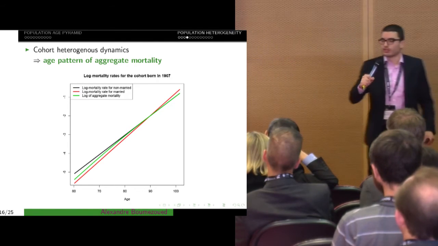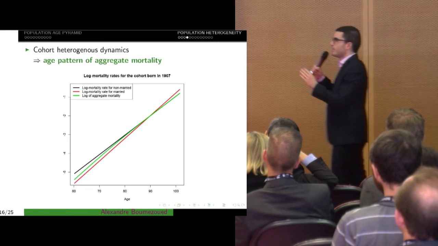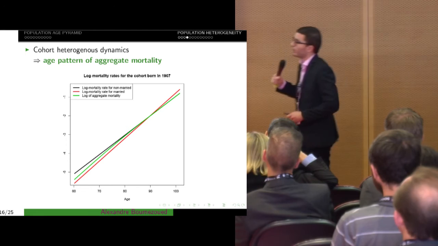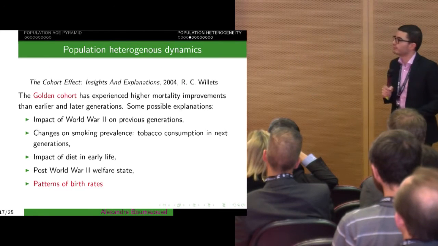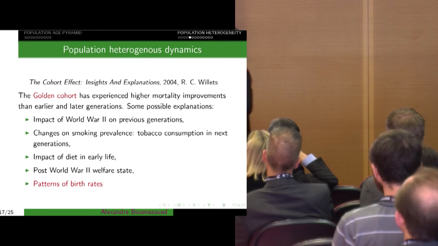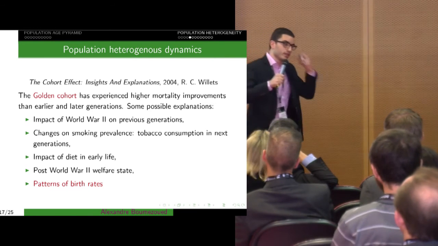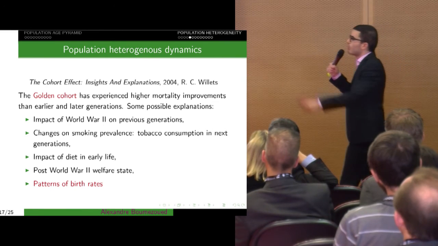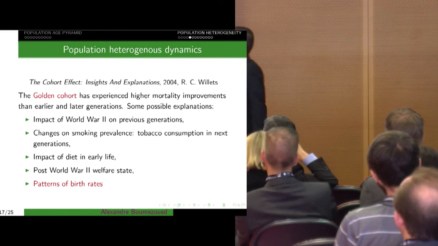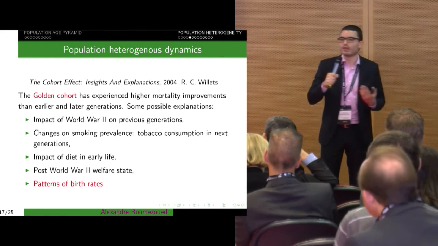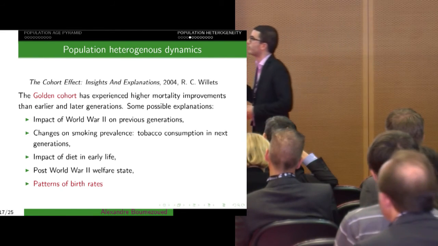Okay, so we focused on heterogeneity on a given cohort. Now let us dream about heterogeneity of the whole population. And for this, let us talk about the cohort effect, which is a well-known effect in the UK. So the golden cohort is people born around 1935. And we observe that they experience particular mortality improvements.